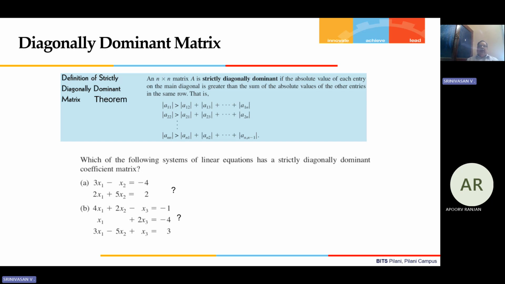Now, with this understanding, this is the theorem. So this is going to be the sufficient condition which is to be checked. Which of the following systems of linear equations has a strictly diagonally dominant coefficient matrix? Can you just answer, Apur?